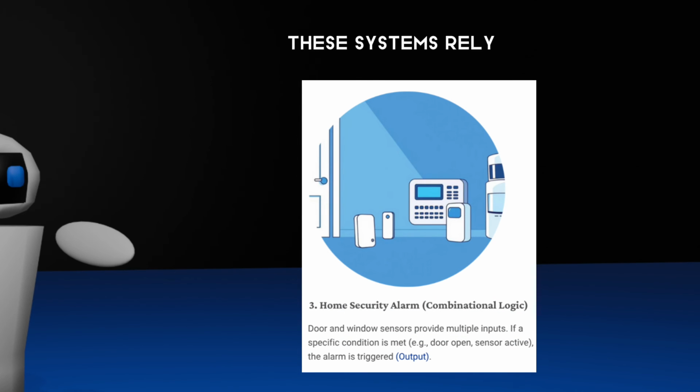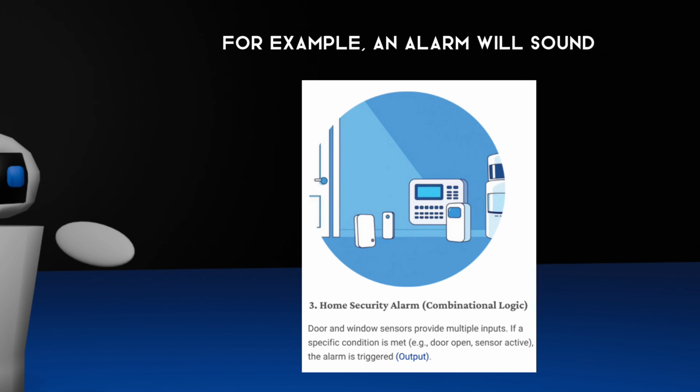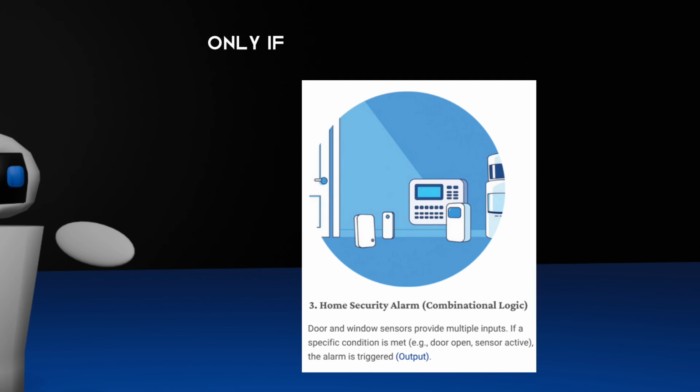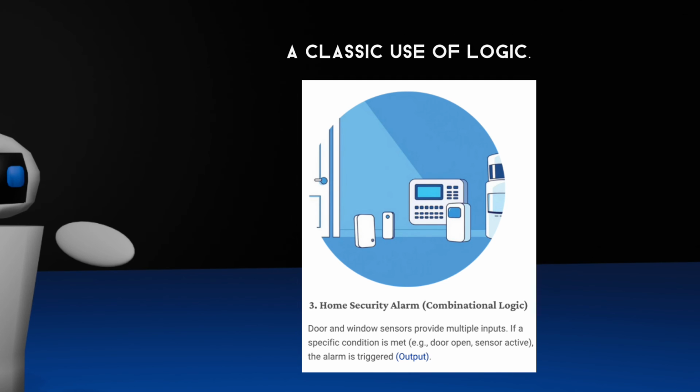Home security systems. These systems rely on combinations of logic gates. For example, an alarm will sound, output equals 1, only if a window sensor is triggered and the system is active, a classic use of logic.